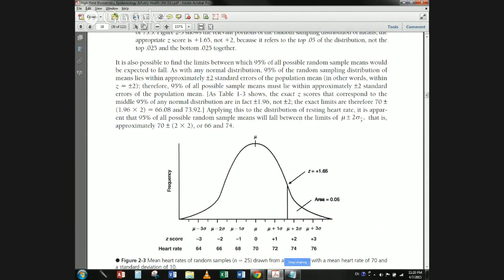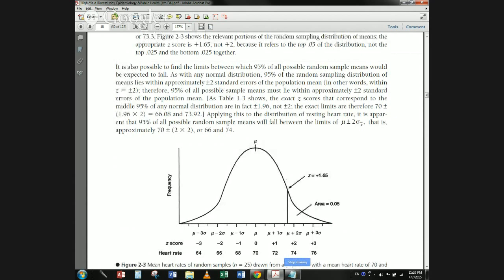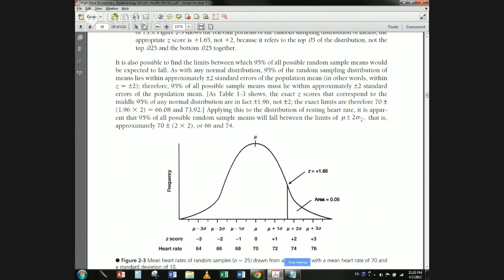This figure, 2.3, shows the relevant proportions of the random sampling distribution of means. The appropriate z-score is then plus 1.65, not plus 2, because it refers to the top 0.05 of the distribution, not the top 0.025 and the bottom 0.025 together.